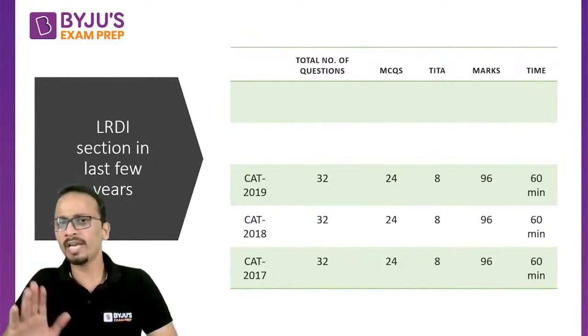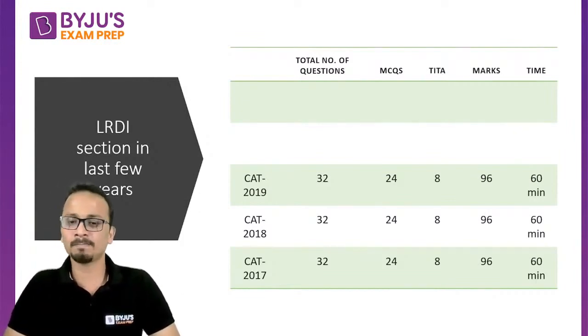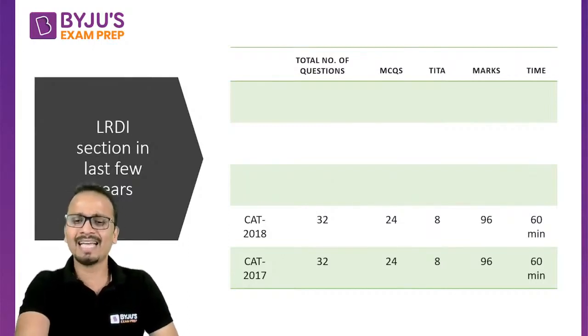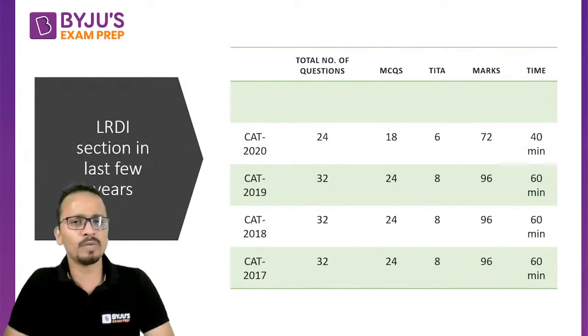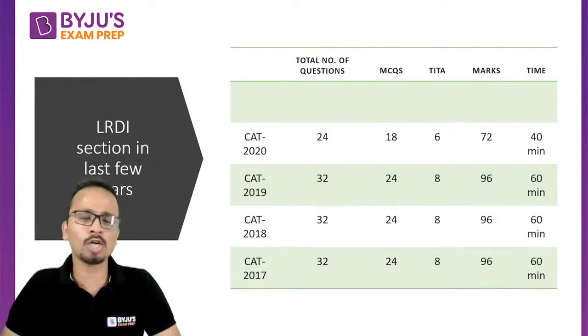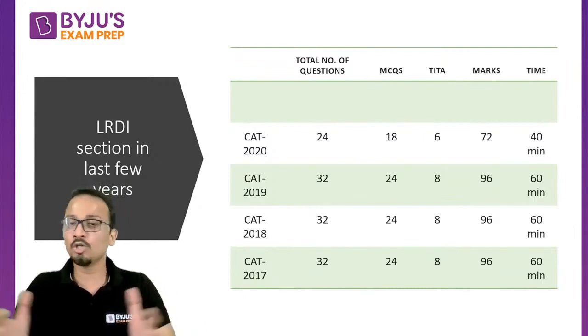So there was no negative marking for theta type questions, and the time given was 60 minutes. But after 2019, what happened? COVID hit the entire world and our nation as well. So basically, to make way for one more slot in CAT, authorities had to reduce the duration of CAT.